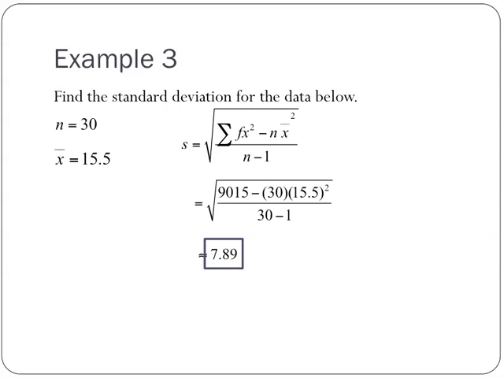Again, standard deviation is a way to measure how much the data varies. So the higher the standard deviation, the larger the range of the data. It spans a little bit further. The smaller it is, the closer the data is to some measure of central tendency.